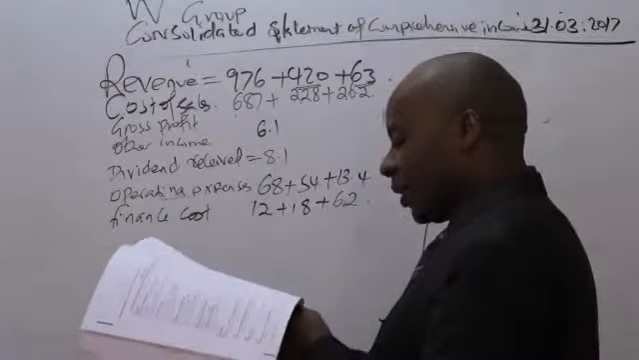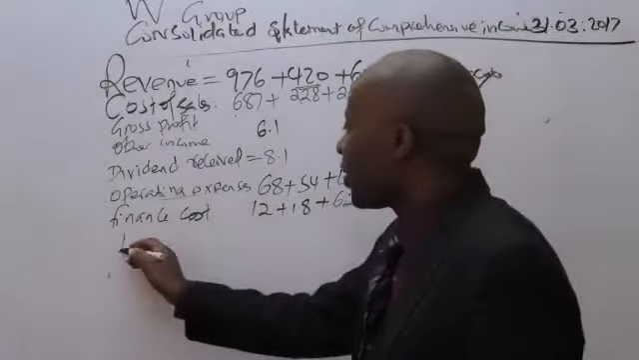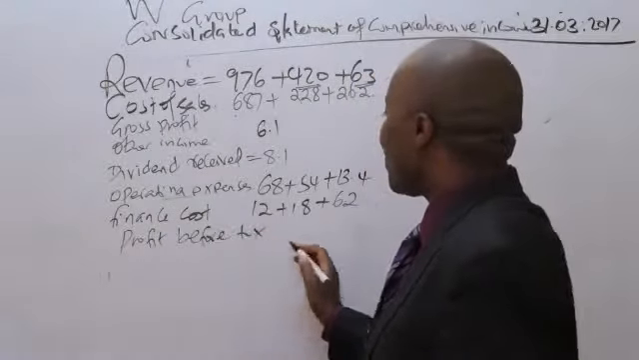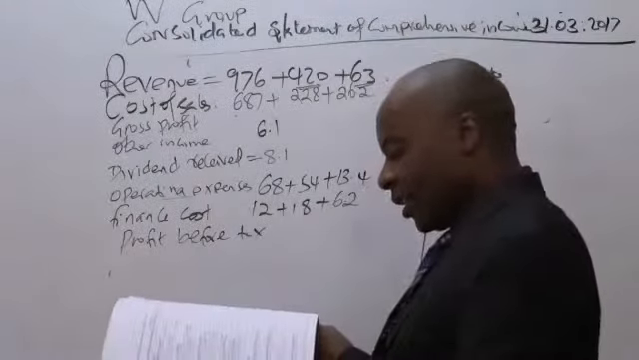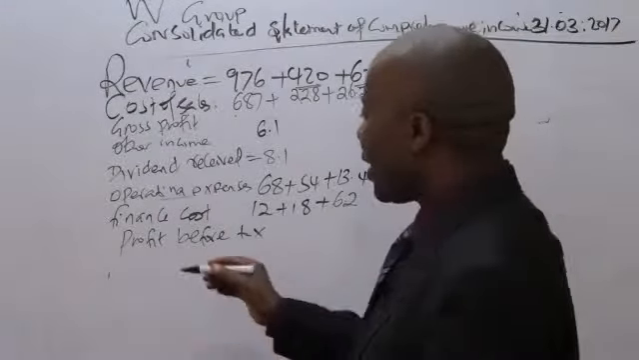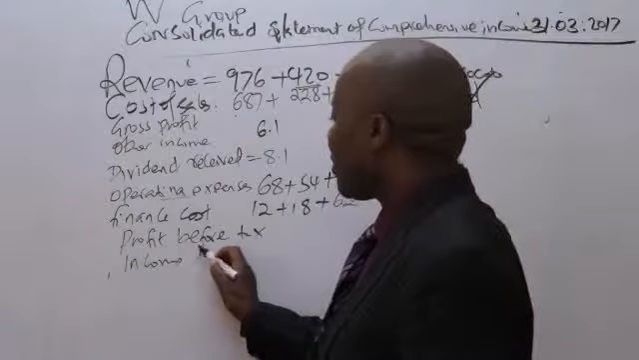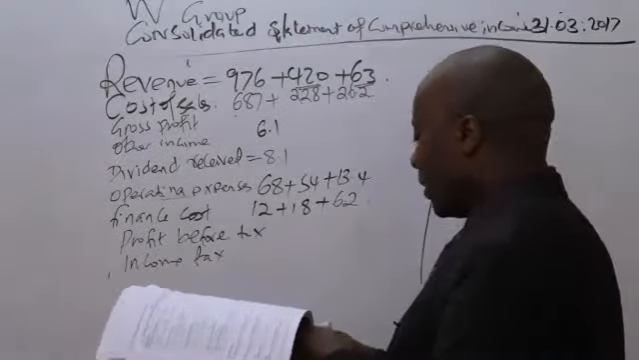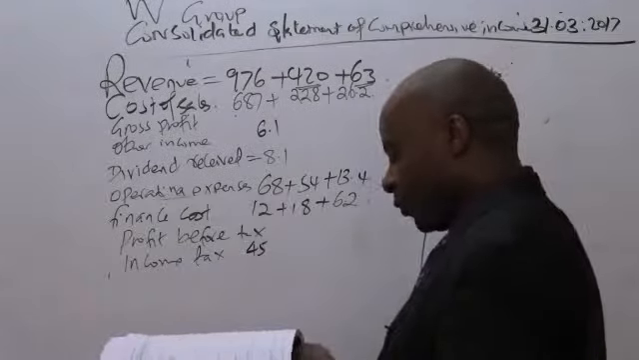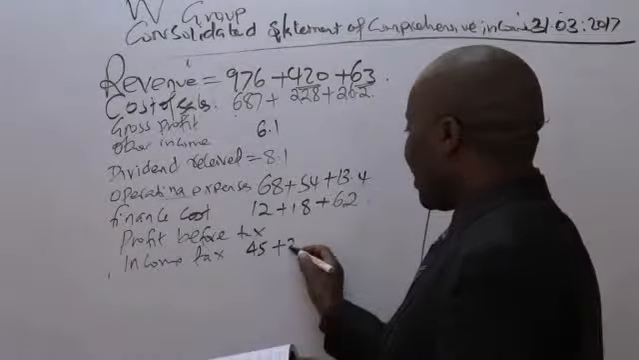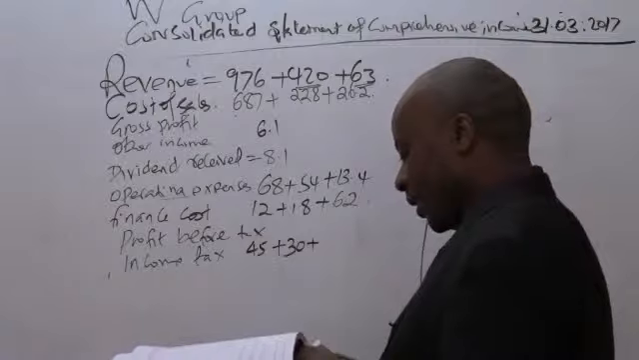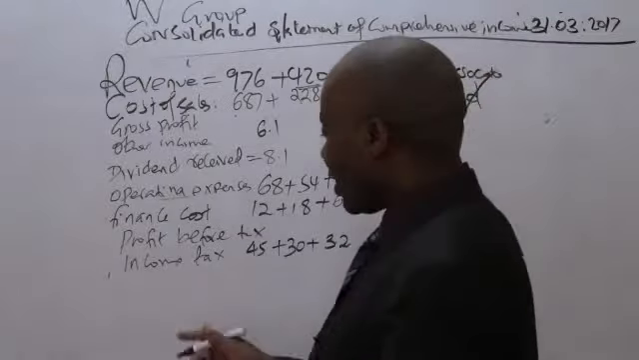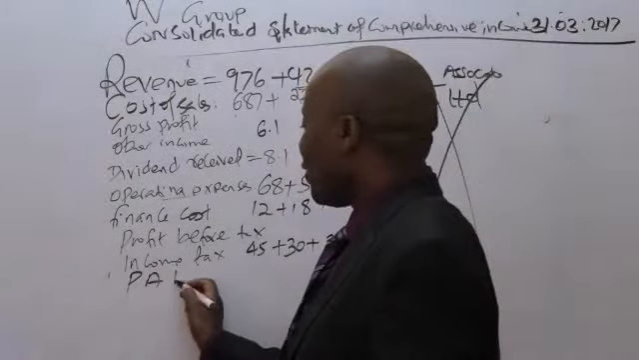From there, ladies and gentlemen, we have the profit before tax. This one, of course, I will need a calculator later. After profit before tax, I have the income tax expense. So the income tax, I'm simply putting them together. I'm consolidating. Income tax is 45, I have plus 30, and then I have 3.2, right? And then, of course, I'll have what we call profit after tax.